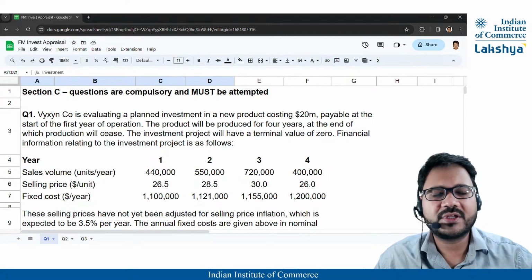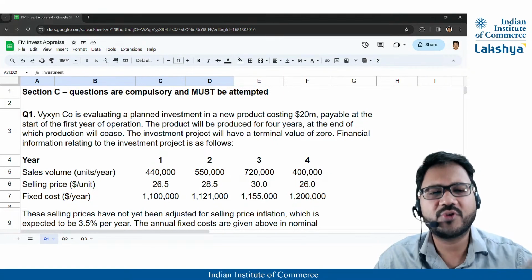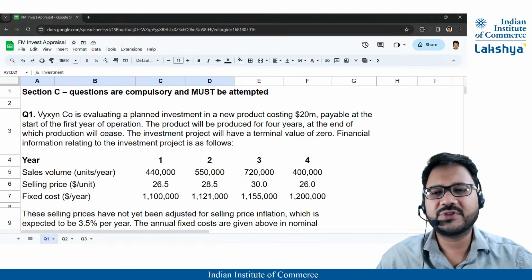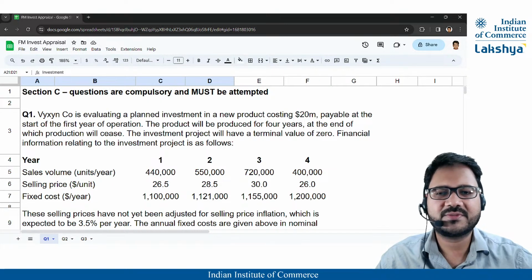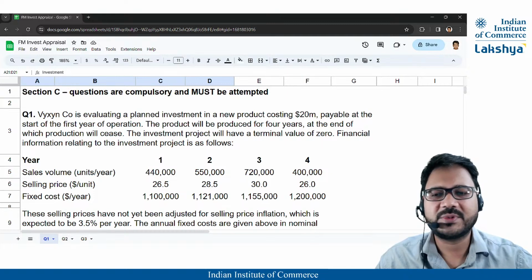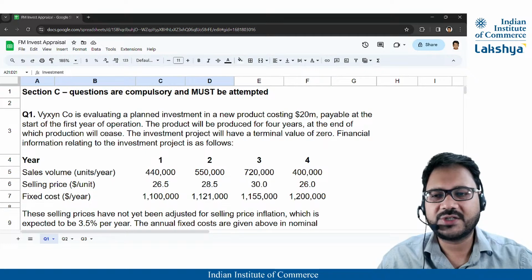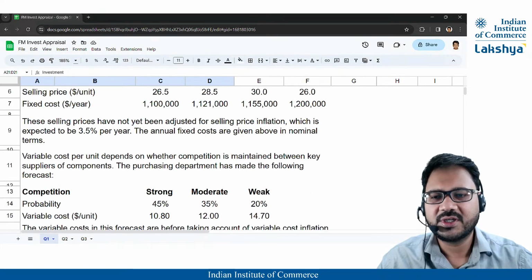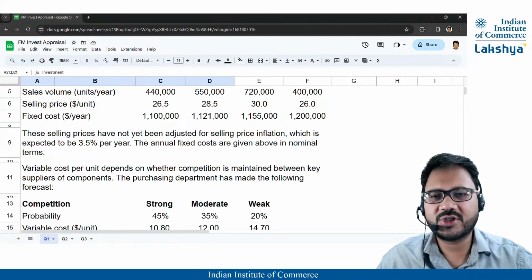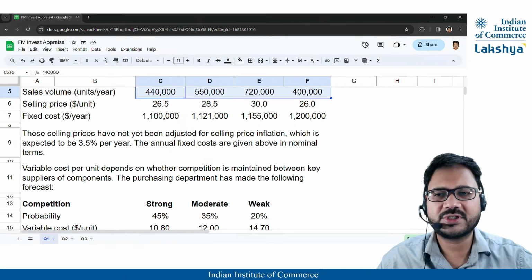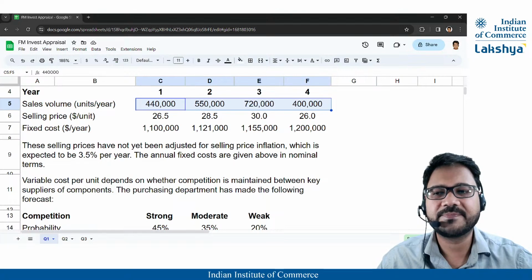So we have the initial investment of $20 million, and the product will be produced for 4 years. So it's a 4-year project, at the end of which the production will cease. The investment project will have a terminal value of zero. That means there doesn't seem to be any scrap value. Financial information relating to the investment project is as follows. So we have been given sales volume. This is the units produced in a year, or rather sold in a year.